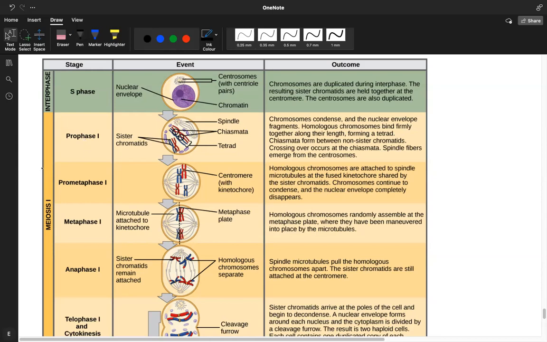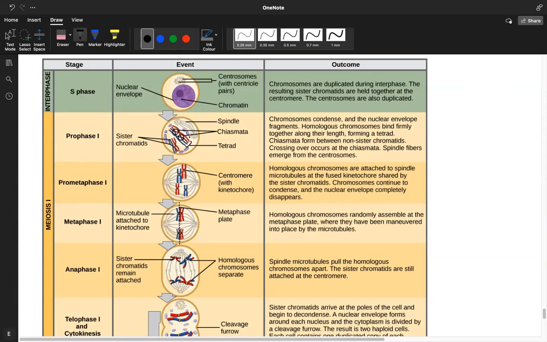Chromosomes condense and the nuclear envelope fragments. Homologous chromosomes bind firmly together along their length, forming a tetrad. Chiasmata form between non-sister chromatids. Crossing over occurs at the chiasmata. Spindle fibers emerge from the centrosomes. Yes. Did you understand, Aisha? Can you see everything written here through the image?